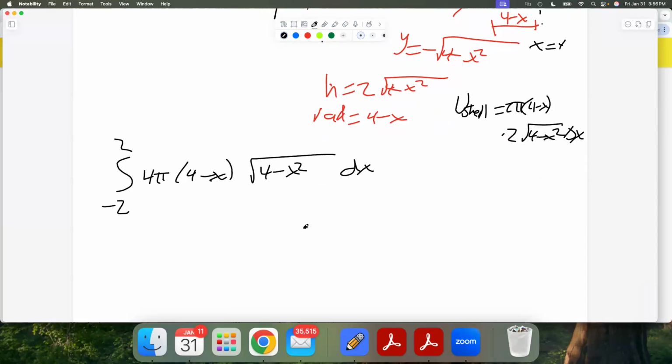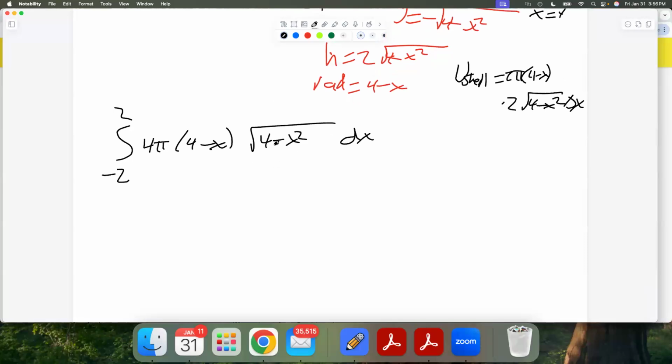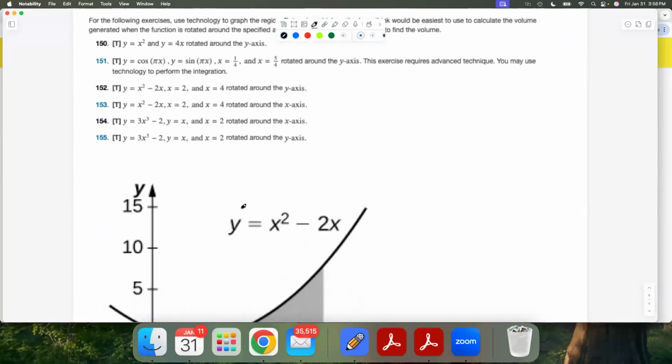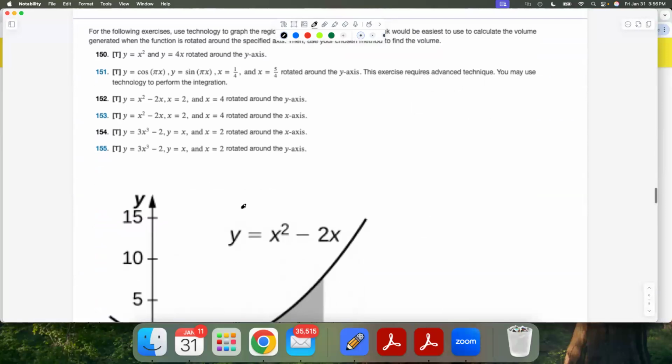Now, back in Calc 1, you may have learned the antiderivative of the square root of a squared minus x squared. We get an arcsine. Like we could do this. I just don't think it's going to be instructive to go through the integral at this moment. Let's just leave it as that's a setup. Okay, let's do this guy here.